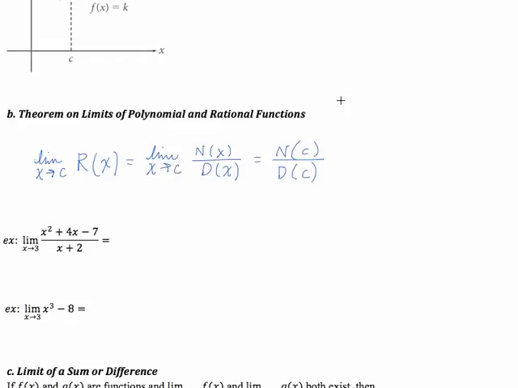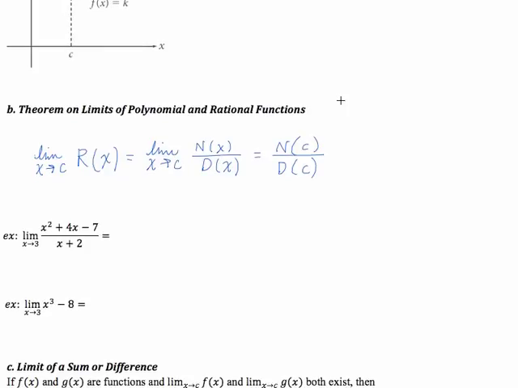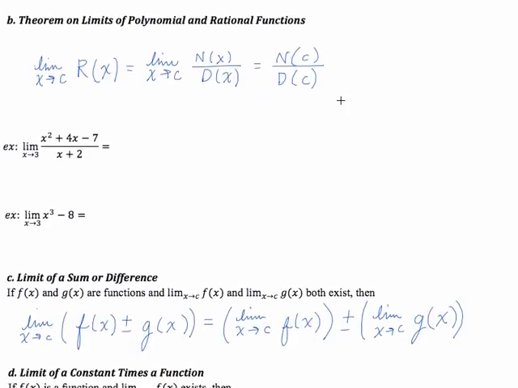Next is the theorem on limits of polynomial and rational functions. R stands for rational here. So if you have the limit as x approaches c of a rational function or polynomial function, you can take the limit by plugging in the value of c in for x. N is for numerator, d is for denominator, just to make it more clear. But essentially what you do is you just plug in that c value, where it's equal to r of c. Plug in the x value in here.